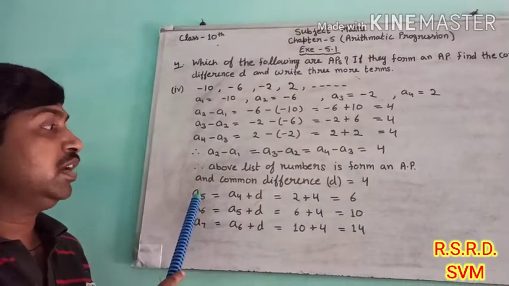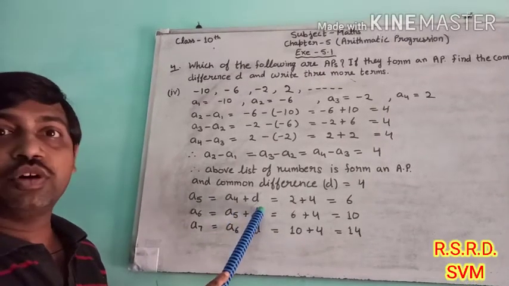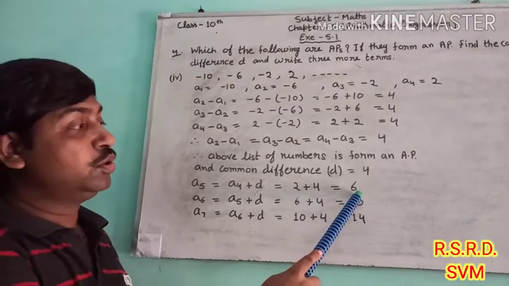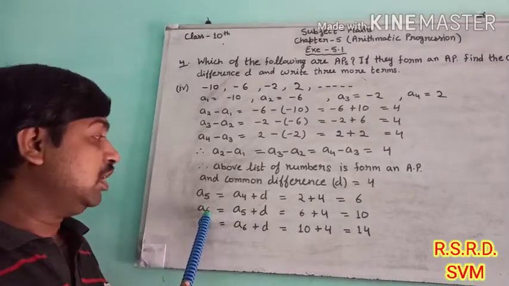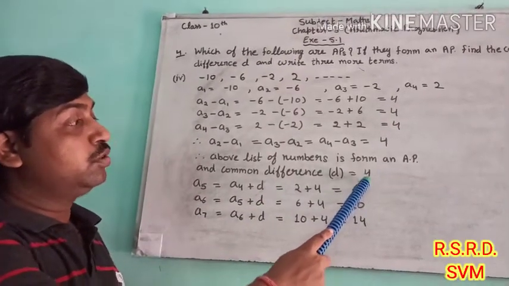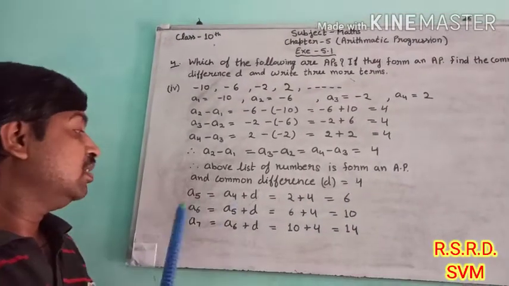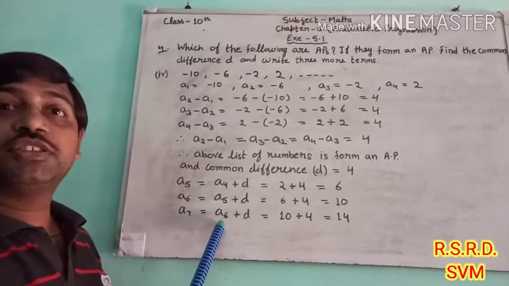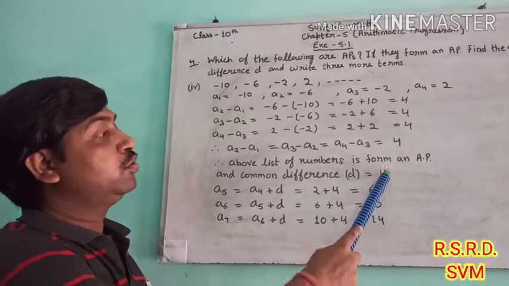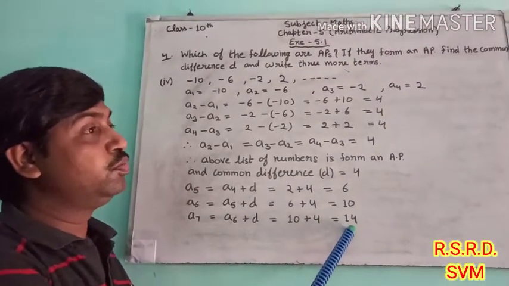Now we have to find the next three terms. The fifth term is the fourth term plus the common difference. That is 2 plus 4 equal to 6. The sixth term equals the fifth term plus the common difference. The fifth term is 6 and the common difference is 4. So 6 plus 4 equal to 10. The seventh term is the sixth term plus the common difference. The sixth term is 10 and the common difference is 4. So 10 plus 4 equal to 14.